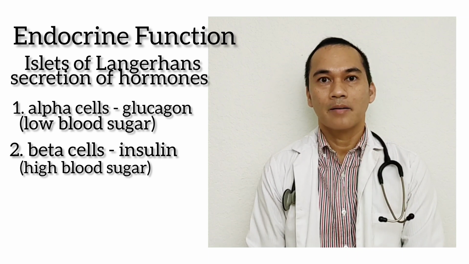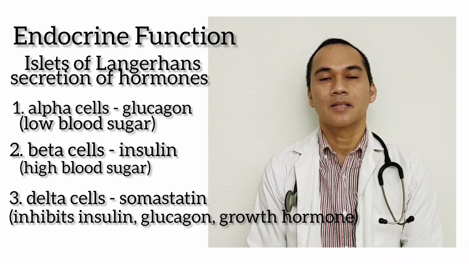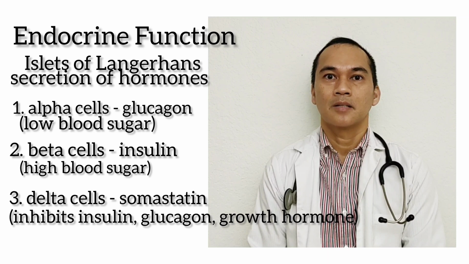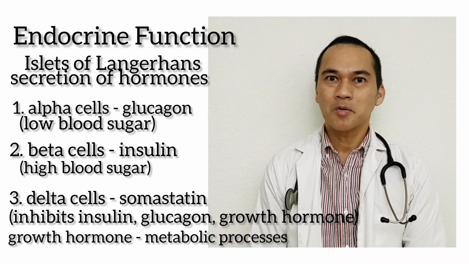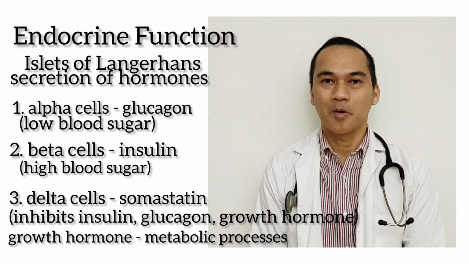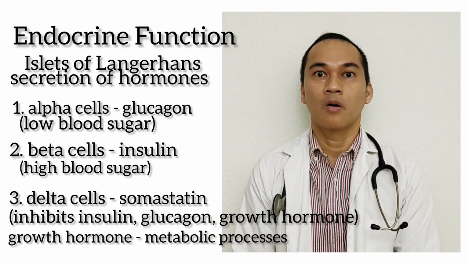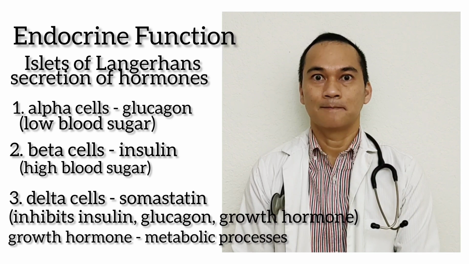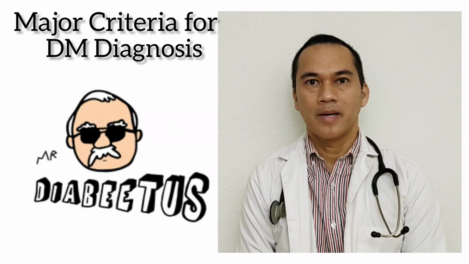And then we have the somatostatin from the delta cells. Somatostatin inhibits the release of insulin, glucagon, and growth hormones. Just to clarify, we still have growth hormones throughout our lifespan for many of the metabolic processes in our body, including sugar production. So what are the major criteria in diagnosing diabetes?